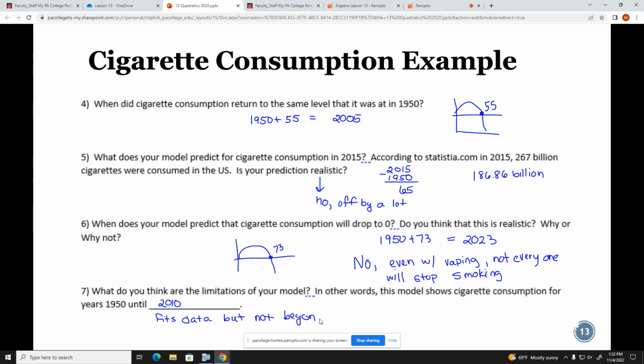And so my reasoning again is it looked like a good fit through the data points, which were through 2010. And here at number 5, where we did 2015, it was not a good fit at all. So I don't want to continue past my data points.